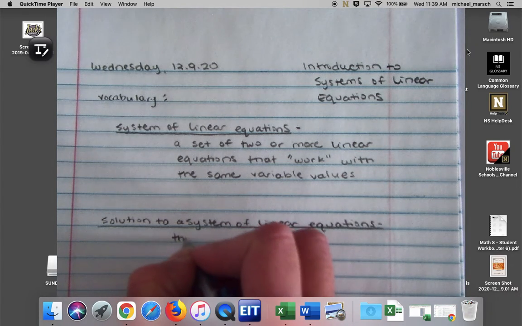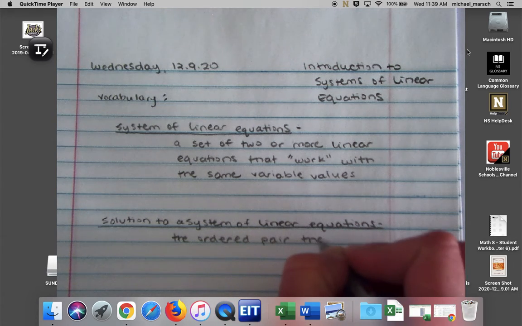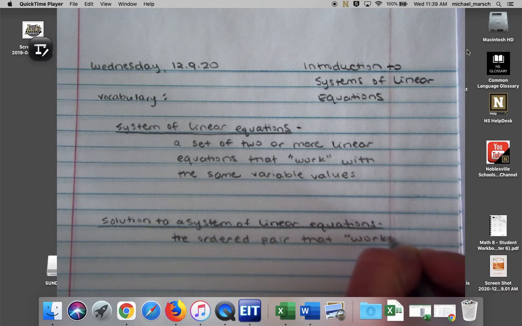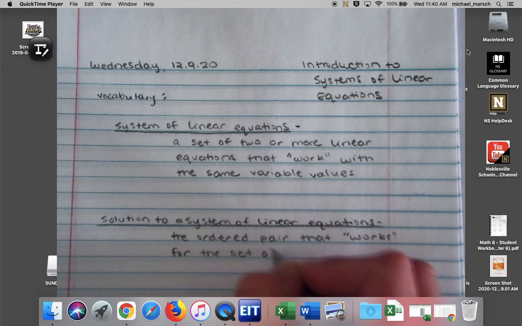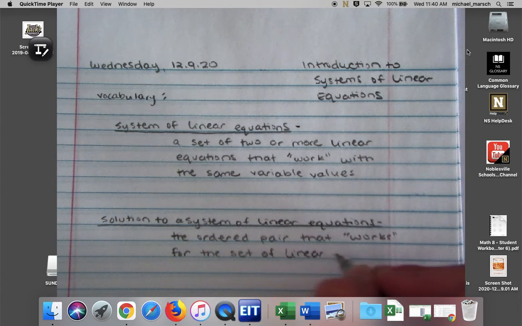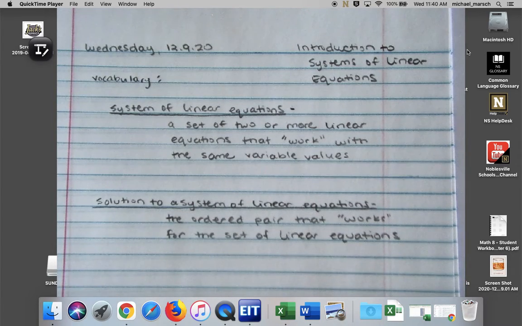So that is the ordered pair that works for the set of linear equations. We're mostly going to be working with only two linear equations, but we might do some challenge problems where you have three, and that's always super fun. I know this might seem a little bit abstract right now, but we're going to practice it here in a second.